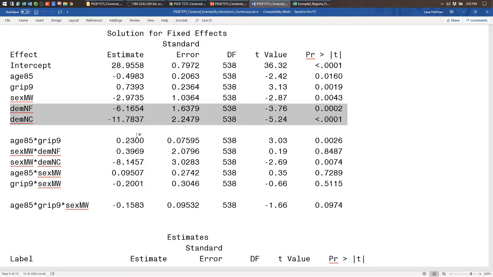The hard part with the three-way is remembering that these two-way interactions also become conditional when you add the third. So this is age by grip in men. This is sex by dementia. These are not part of the three-way, so these are unconditional here. The last two are conditional. This is age by sex for grip 9. This is grip by sex for age 85.